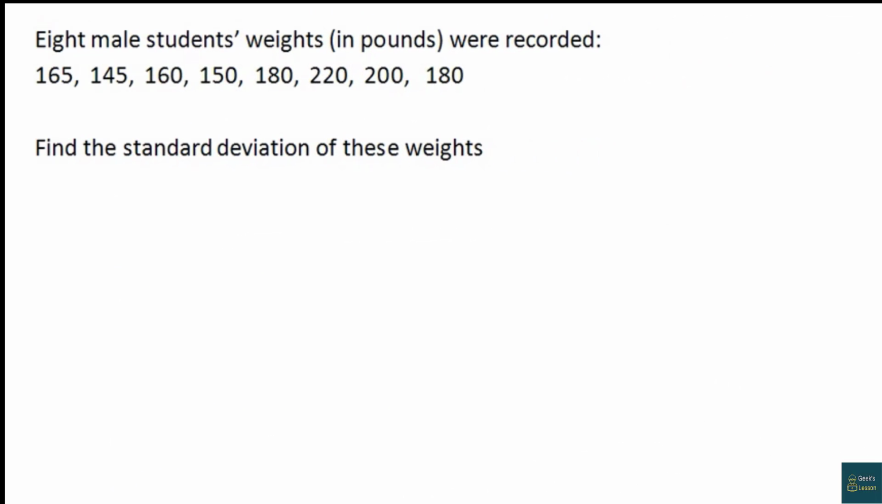So we have 8 male students' weights in pounds recorded here, and we're going to find the standard deviation of these weights. And just to be clear, this data was a sampling, and so we're going to use the sample standard deviation here. The first thing we need to do is find the mean of our data. To do that, we'll add up all of our data, which adds up to 1,400, and divide it by the number of data values. We have 8 data values, and we end up with a mean of 175.